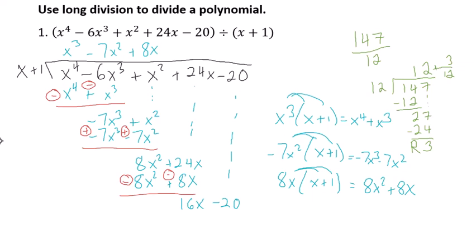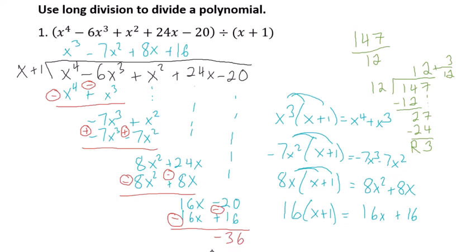And what times x gives you 16x? That'd be 16. So 16 times x plus 1 equals 16x plus 16. And just like before, subtract that. And you get negative 36. So we could either write that as a remainder, negative 36, or we could write that as negative 36 over x plus 1. All right, let's look at our next example.